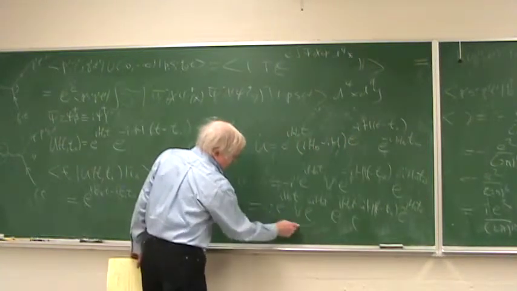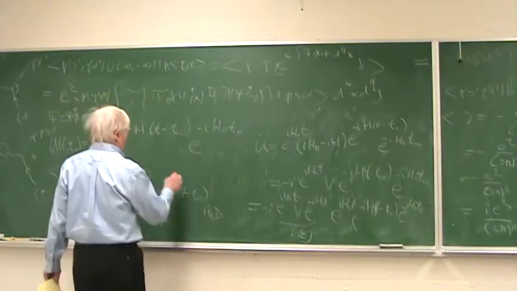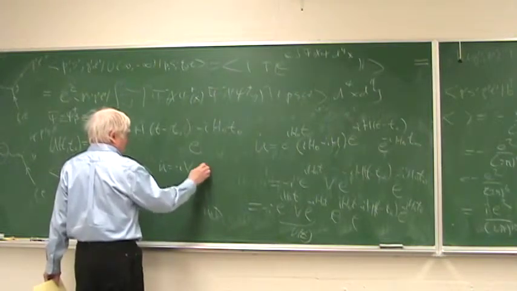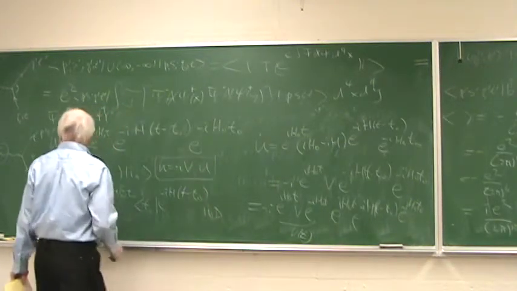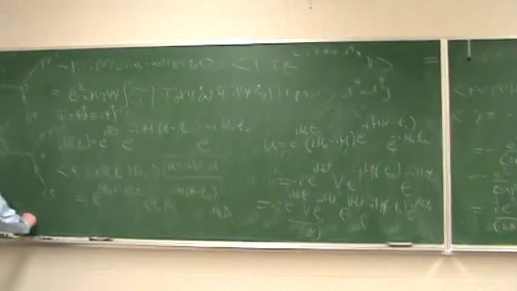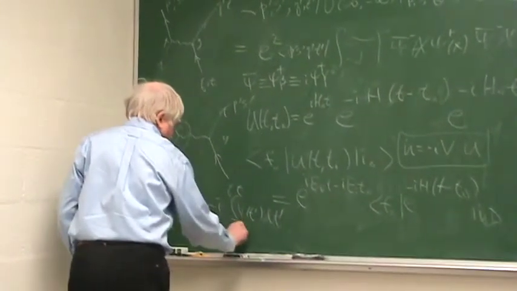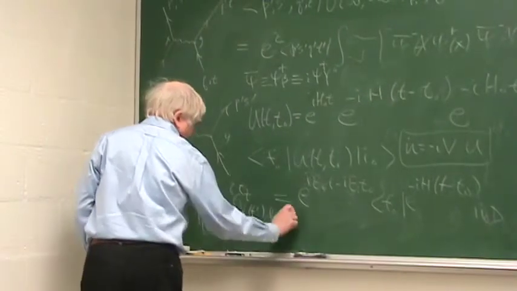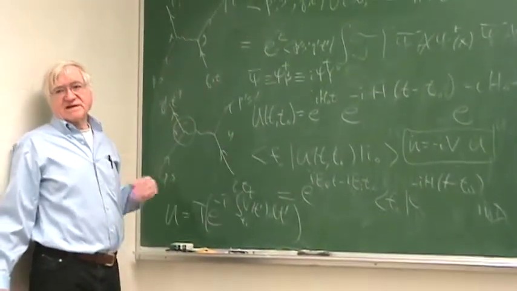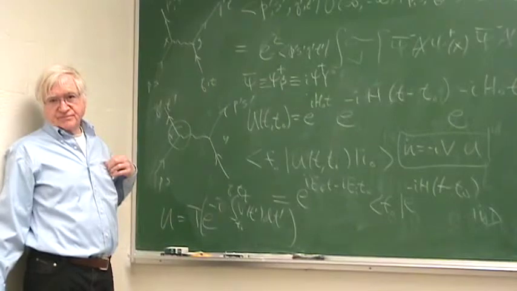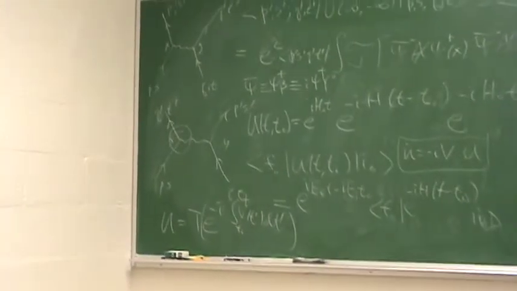Now this thing we call V of t, which is what we did last time. And so we have the rule U dot is minus i V U. And this is the thing which, when you integrate, gives you that U is equal to the time-ordered exponential of minus i integral of V of t prime dt prime, and of course it would go from t0 to t. So this is a little bit simpler than what I did for you on Monday. I think it's better. All right.